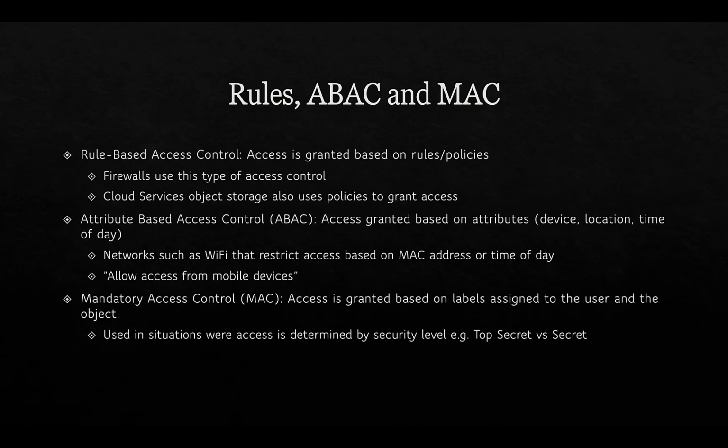So in rules-based access control, access is granted based on rules and policies. So devices called firewalls use this type of access control. So firewalls essentially regulate what network traffic can come into a device or go out from a device or from a network. And essentially a set of rules determines which packets, which bits of network traffic, can actually go outward and come in.